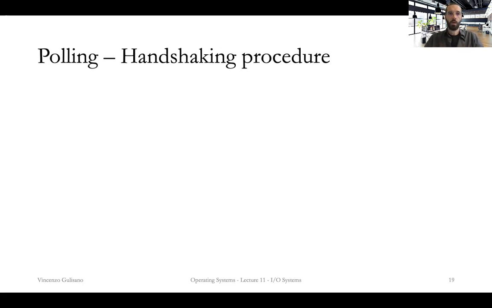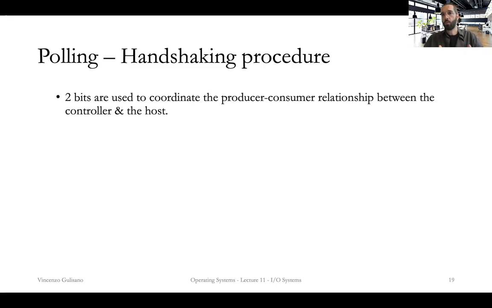Okay, so if we go for the first option, polling, we need, of course, to define a procedure with which the host can initiate input or output transfer with a certain controller that is connected to a certain device. So we have this handshaking procedure. We need at least 2 bits to coordinate the producer-consumer relationship between the controller and the host.